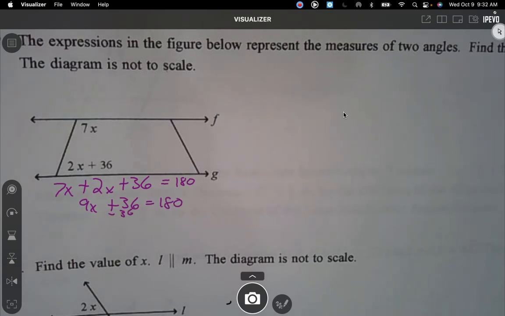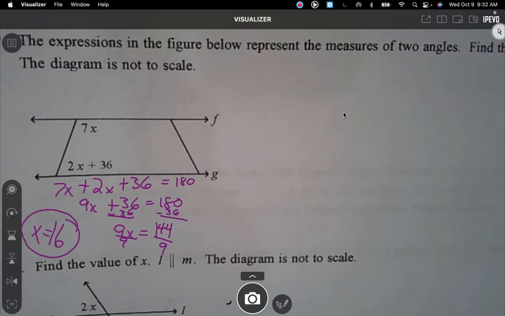Subtract 36. What's 180 minus 36? 144. I think it's 154. No, I got 144. Yeah, I think it's 144. Then what do you do? Divide by 9, and what do we get? 144 divided by 9, I don't know off the top of my head. What did y'all get? 16?